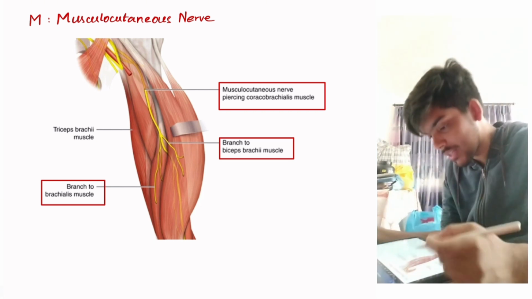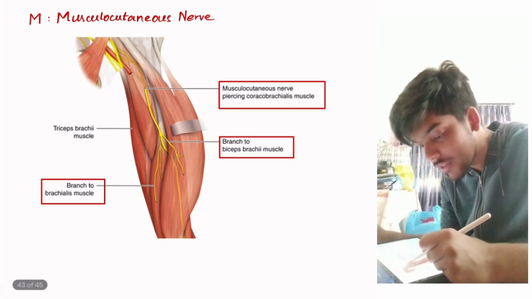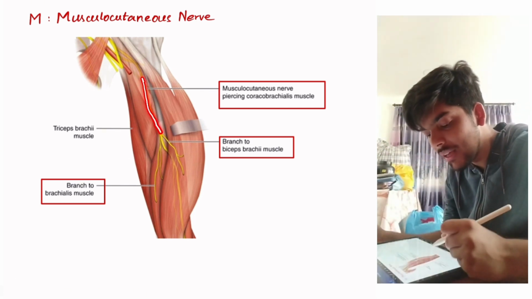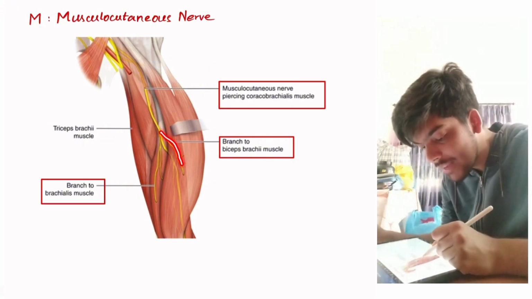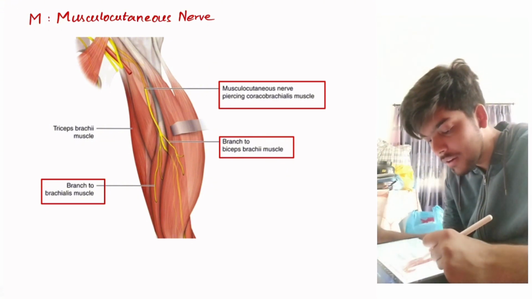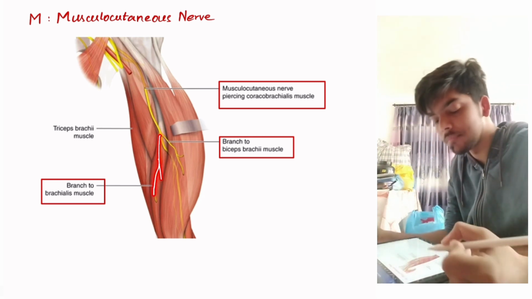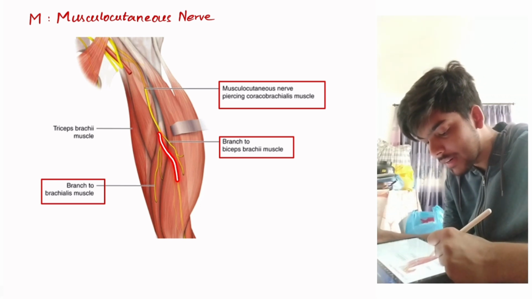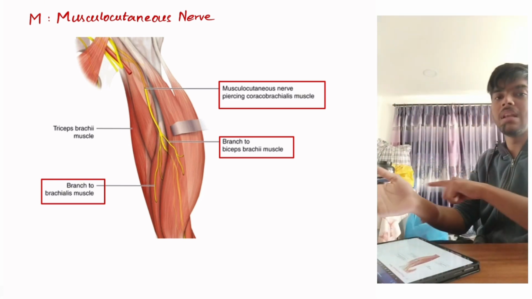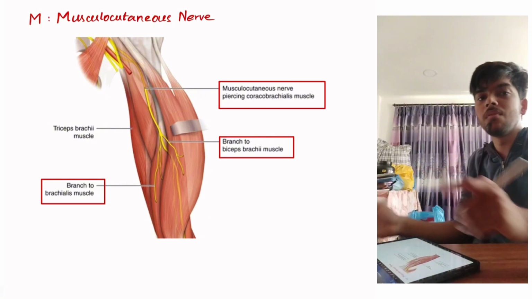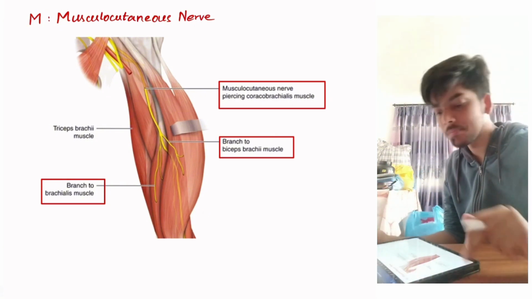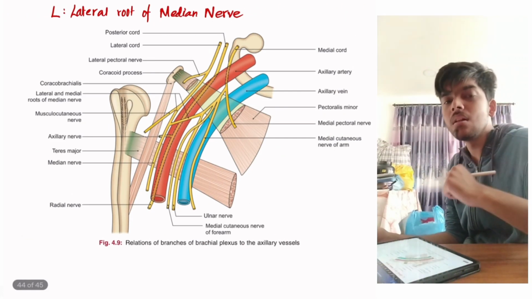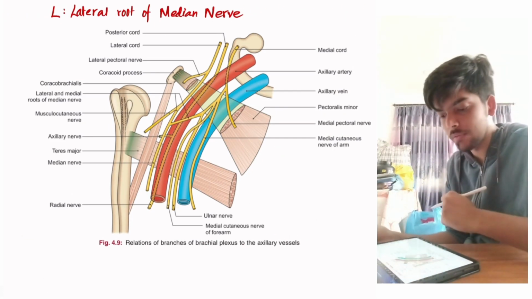You can see in the diagram itself, the musculocutaneous nerve first pierces through the coracobrachialis muscle. Then it gives branches to the biceps brachii muscle and to the brachialis muscle. The musculocutaneous nerve then further extends and supplies the lateral part of the forearm in the form of the lateral cutaneous nerve. Lastly, the last L stands for lateral root of median nerve.